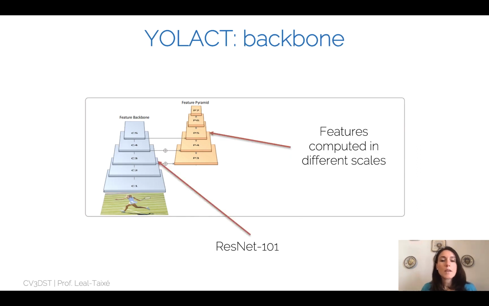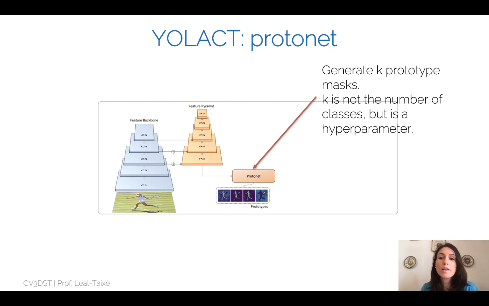So let's see the architecture in a bit more detail. We have the backbone, which is ResNet 101, and the features are computed at different scales. So we also have this feature pyramid, which is now pretty much present in all object detection and instance segmentation methods. We then have the Protonet, which is responsible for generating K prototype masks. And this K has no relationship with the number of semantic classes, but it's rather a hyperparameter. So you generate a fixed number of prototype masks, which you can somehow relate to the anchors that we had in bounding box detection.